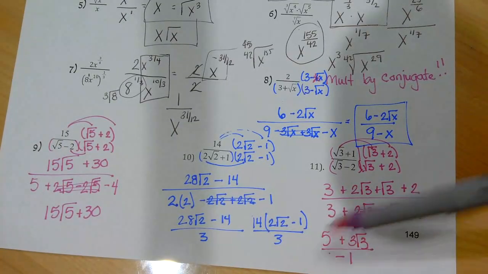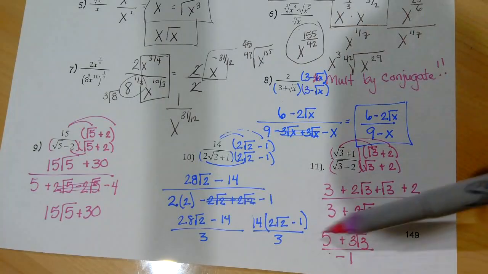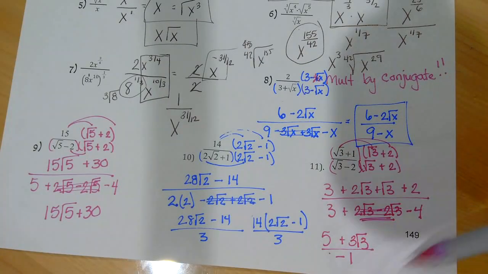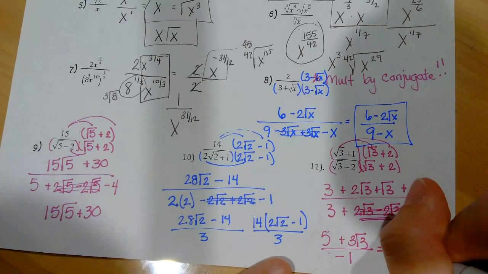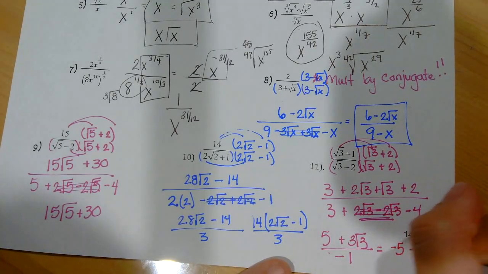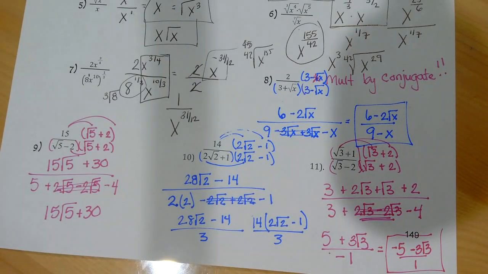Now, this answer's fine if it's short answer. If it's multiple choice, they're not going to leave divided by negative 1. They're actually going to divide everybody by negative 1. Now remember, we talked about equivalent fractions. You could just change all their signs. So this could be negative 5 minus 3 root 3 over a positive 1. And I would probably look for that multiple choice.